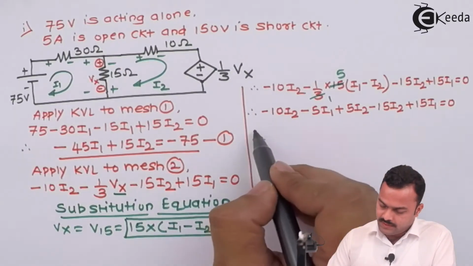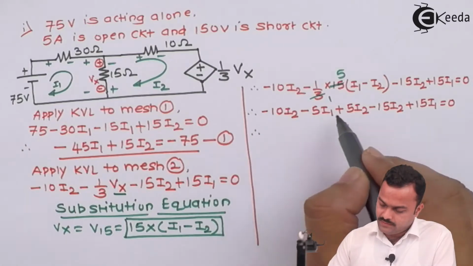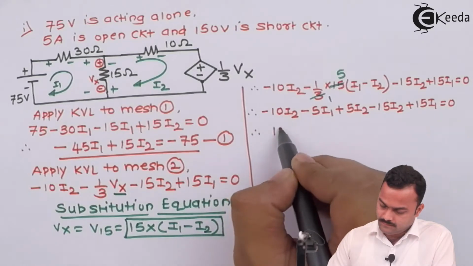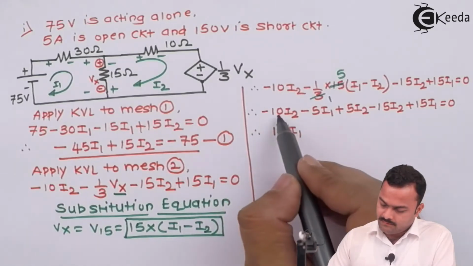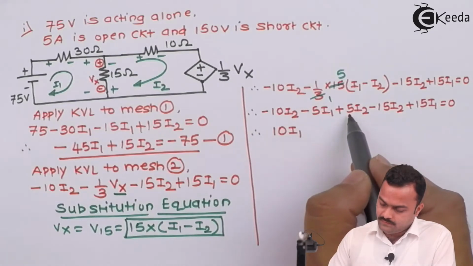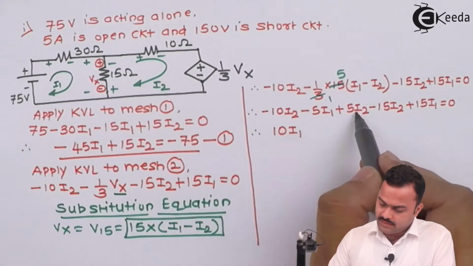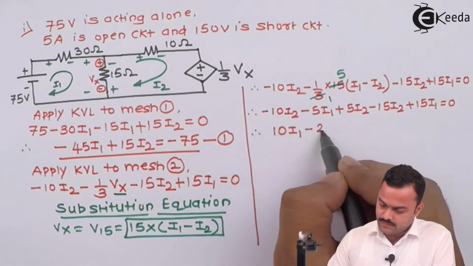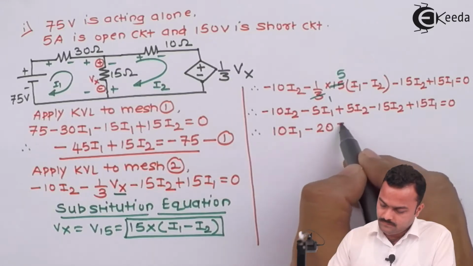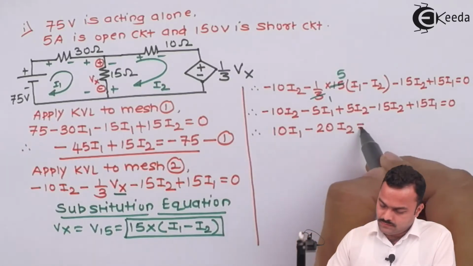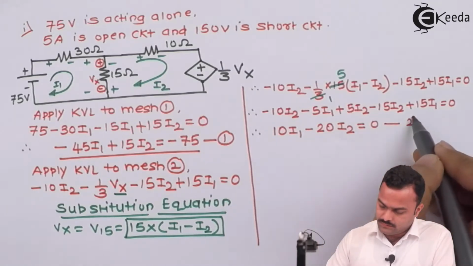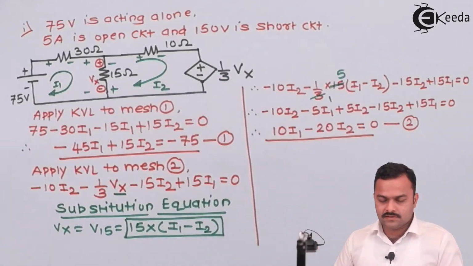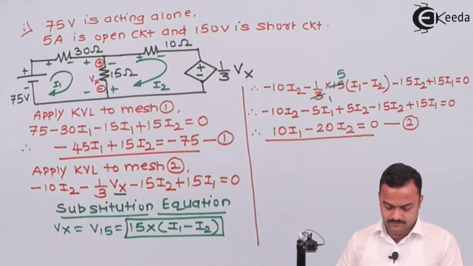So let's write the I1 terms first. Minus 5 I1 plus 15 I1 will give us 10 I1. Minus 10 plus 5 will give us minus 5. Minus 5 and minus 15 will give us minus 20. So minus 20 I2 equal to 0 as equation number 2. Two equations, two unknowns will give us the values of I1 and I2.